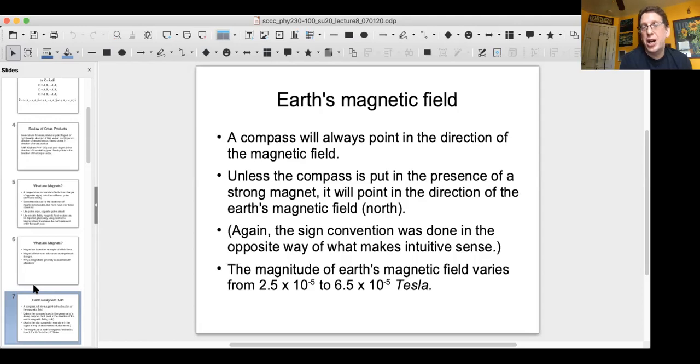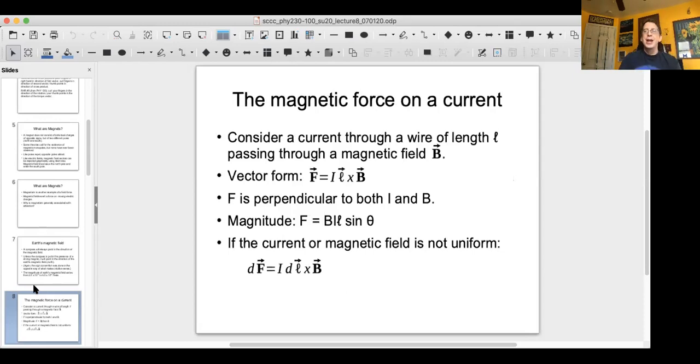His biggest contribution was as an electrical engineer. He, more than anybody else, is responsible for the electrical grid as we know it. And when we get to chapter 29, we'll talk about the physical principles that he used to make our modern electrical grid possible. So now we'll start to get quantitative.